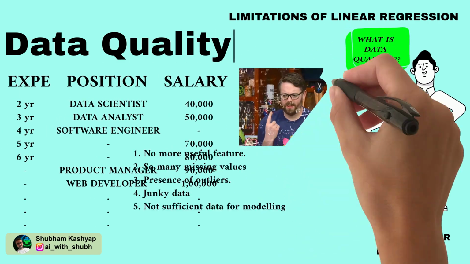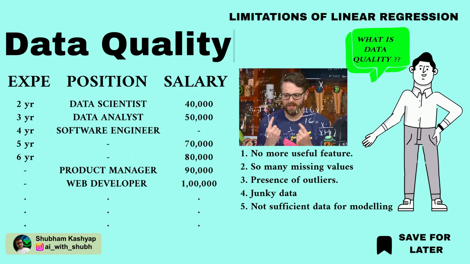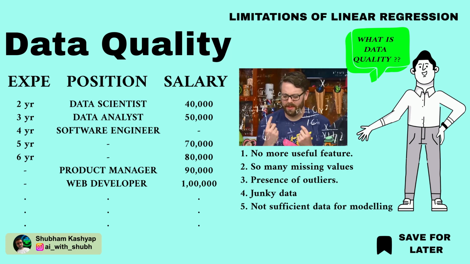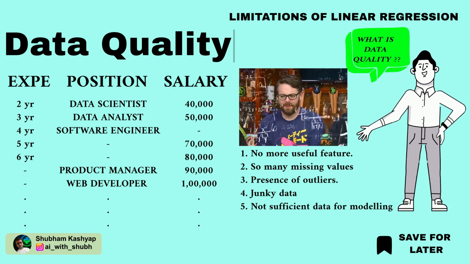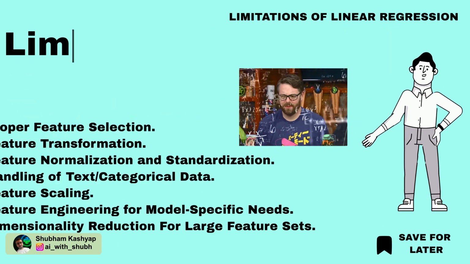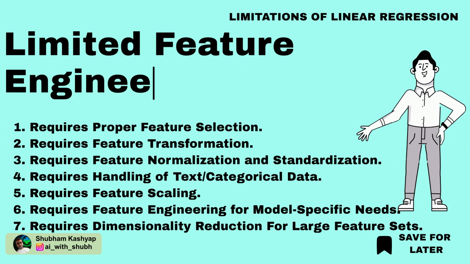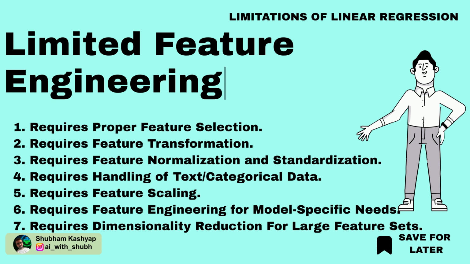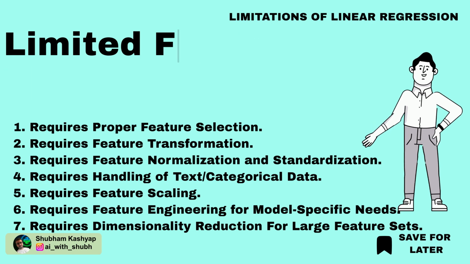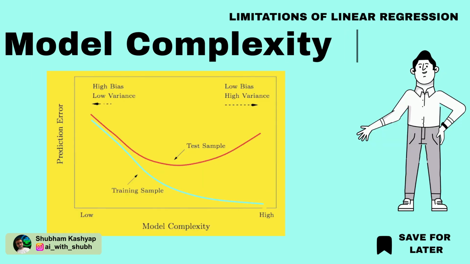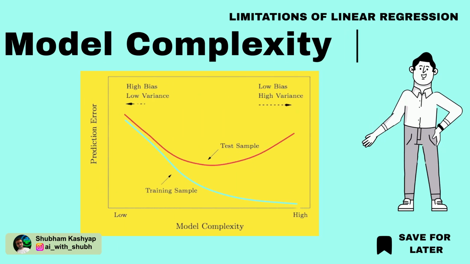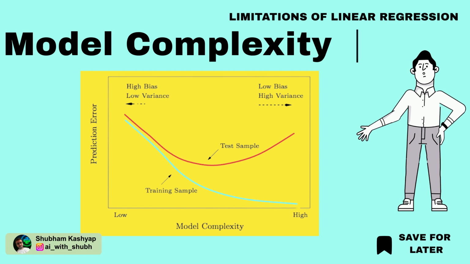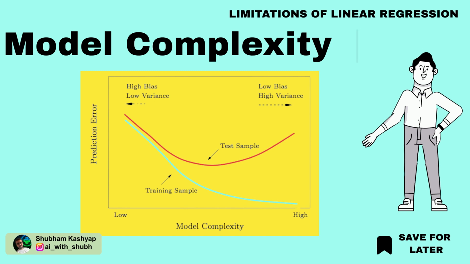Data quality. The quality of the data used for linear regression is critical. Missing data, outliers, or measurement errors can affect the model's performance. Limited feature engineering. Linear regression does not handle feature interactions or transformations automatically. Feature engineering may be required to capture complex relationships in the data. Model complexity. Linear regression may not perform well when the relationship between the predictors and the target variable is highly complex or when interactions between variables are important.